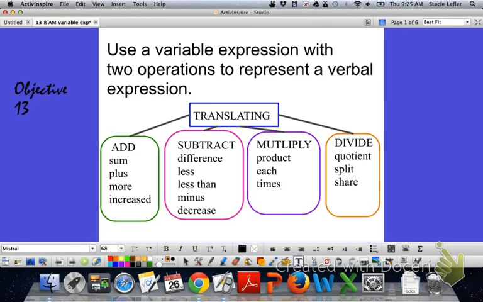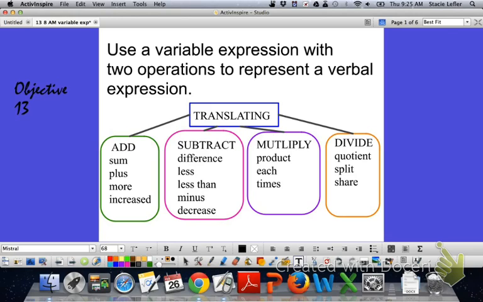We can use a variable expression with two operations going on to represent a verbal expression. So in other words, we're going to translate words into math. Here we have some common words that you're going to see and how to translate them into math. So some words that mean add: sum, plus, more, increased, etc. Go through all of those and read through them.